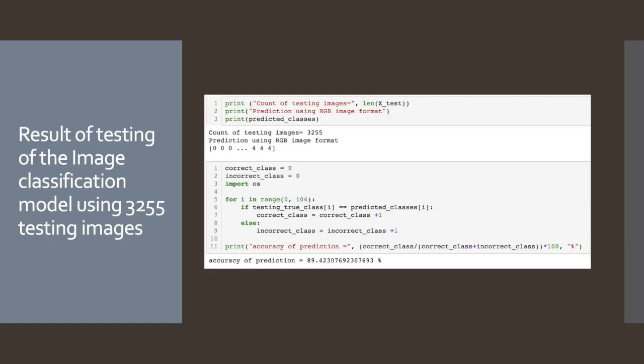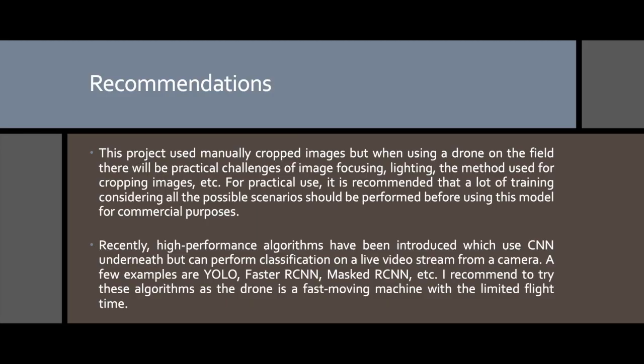Result of testing of the image classification using 3255 testing images. In this section, I have calculated the prediction accuracy by counting the number of correct class predictions and incorrect class predictions. The accuracy of prediction was found to be 89.42%. This is very good accuracy.